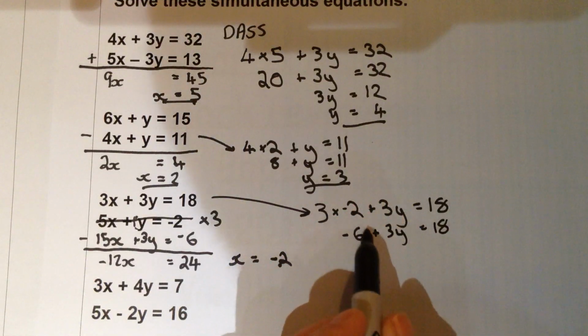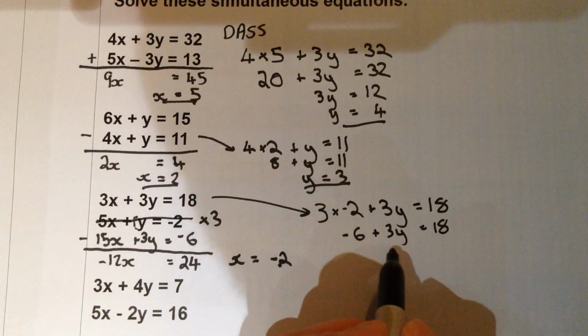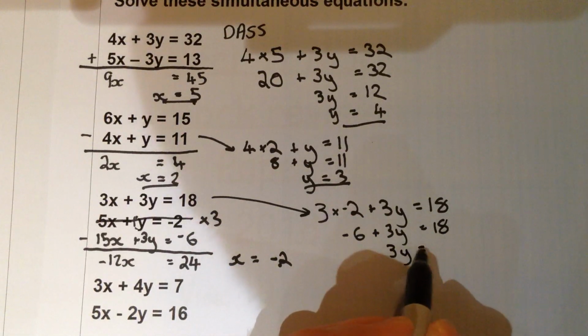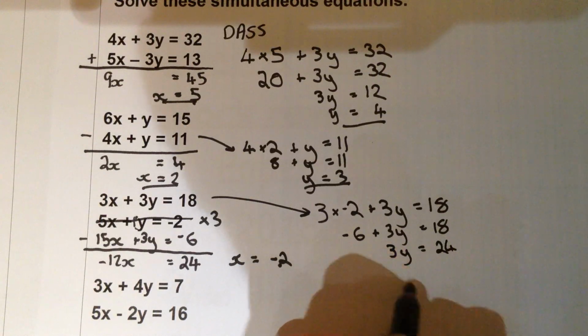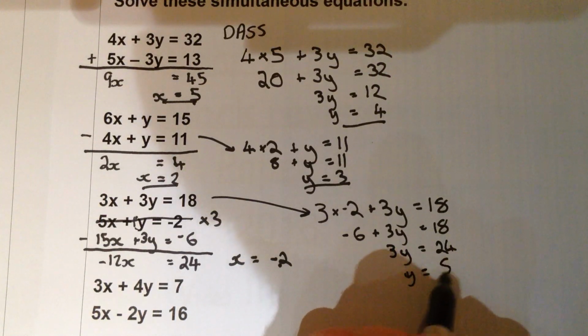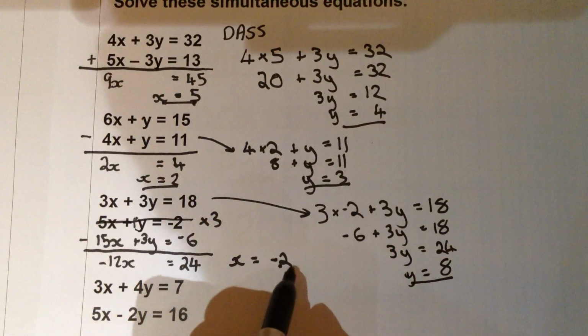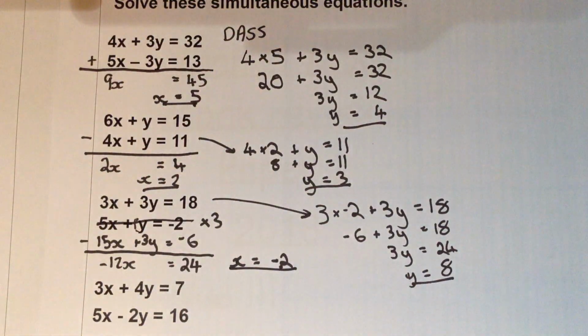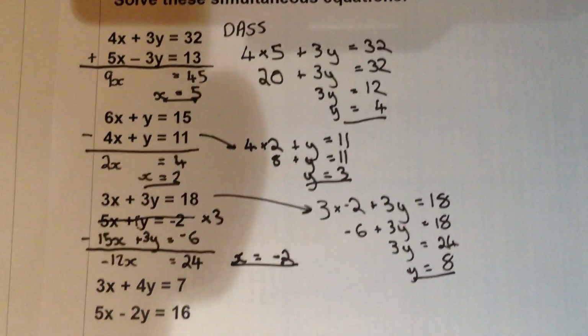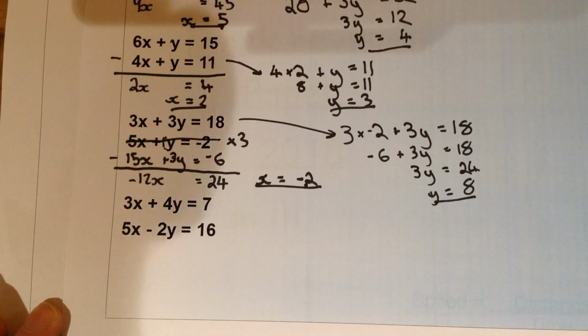I would then have to add 6 to both sides to give me 3y equals 24. And then dividing by 3, y is 8. And those will be my two parts of the solution. And then the final question on this topic.